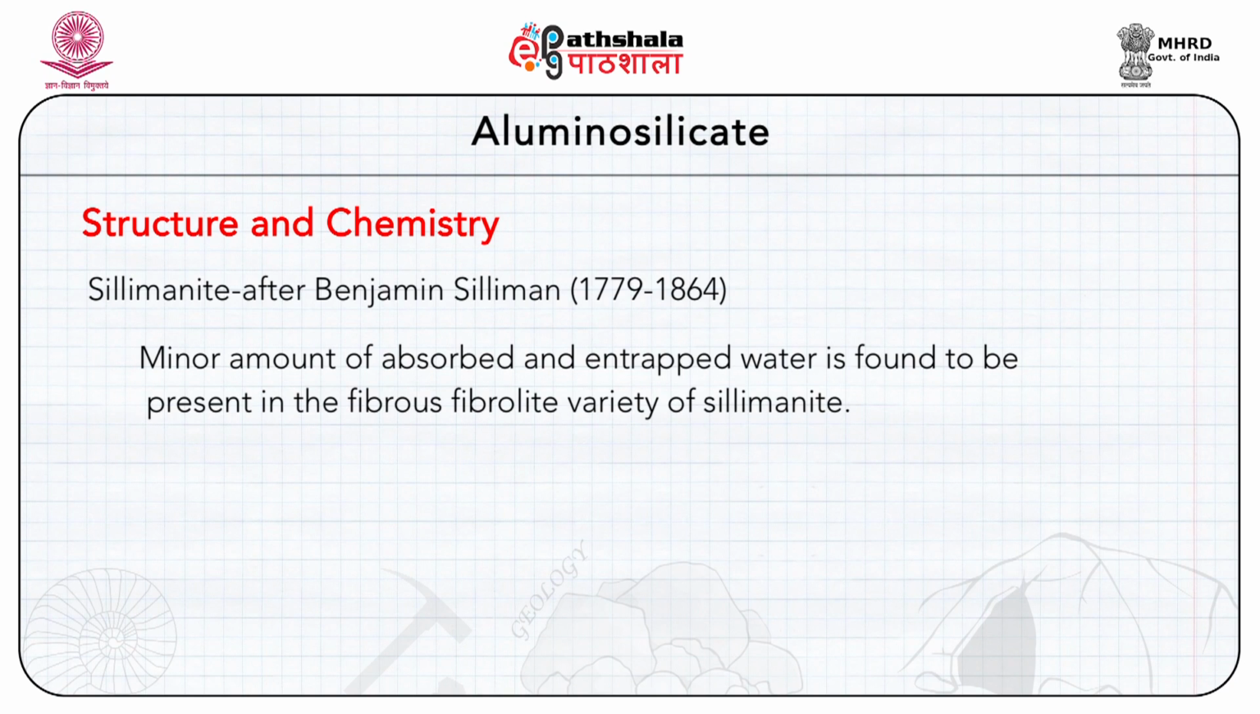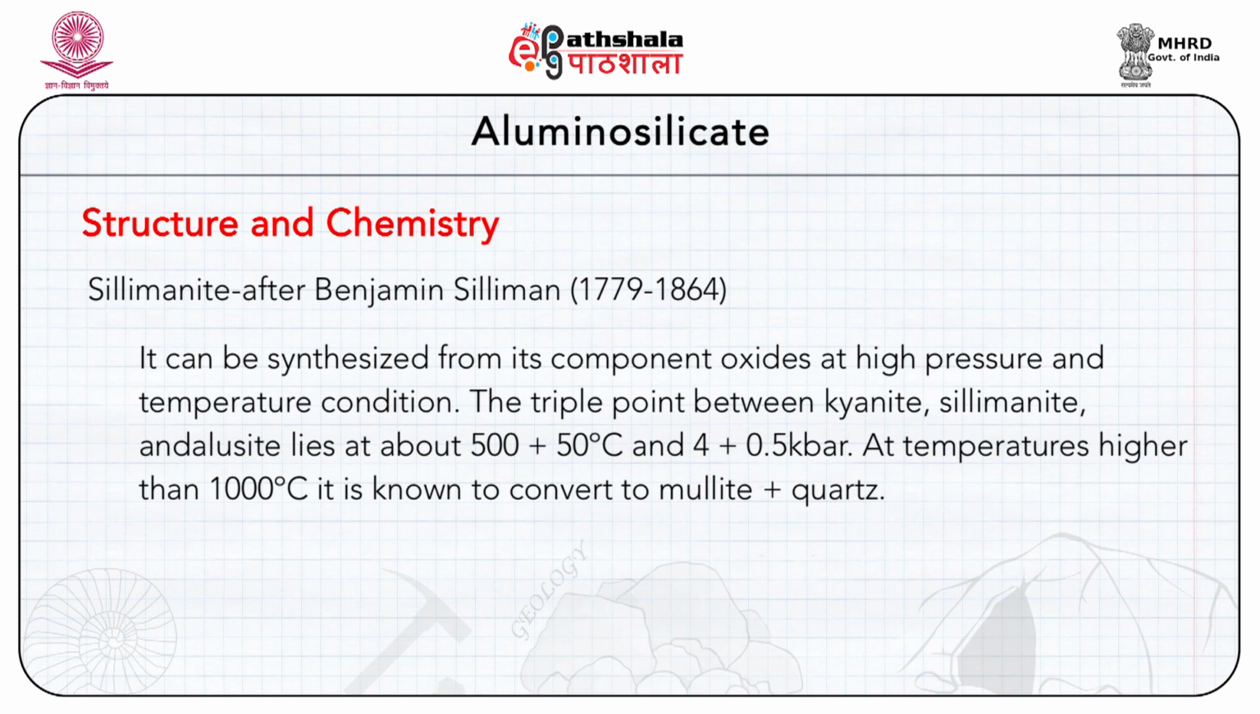A minor amount of absorbed and entrapped water is found in the fibrous fibrolite variety of Sillimanite. It can be synthesized from its component oxides at high pressure and temperature conditions. The triple point between kyanite, Sillimanite and Andalusite lies at about 500 ± 50 degrees Celsius and 4 ± 0.5 kilobar. At temperatures higher than 1000 degrees Celsius, it is known to convert to mullite and quartz.